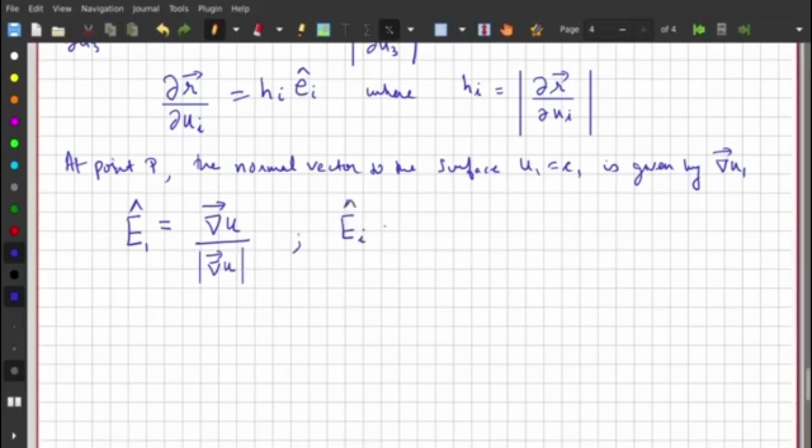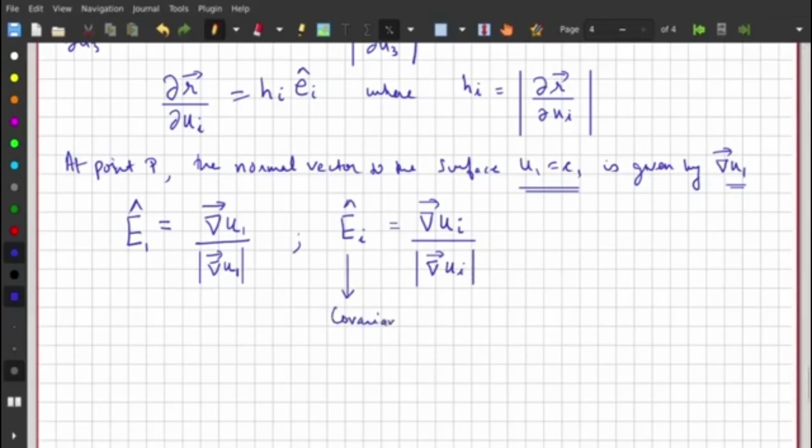In a similar fashion, we can write the generic components: Ei cap is grad ui divided by the magnitude of grad ui, because this will be u1 basically. So this is normal to the surface u1 equals c1. These are the covariant basis vectors.